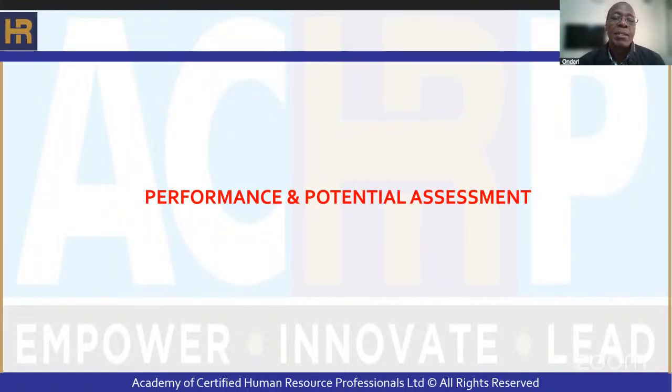Performance management and appraisal have been and continue to be one of the key functions of a HR manager. This is because the success of the organization depends on employee performance. We measure performance in terms of two things. One, the output of employees, and two, the behavior of the employees.